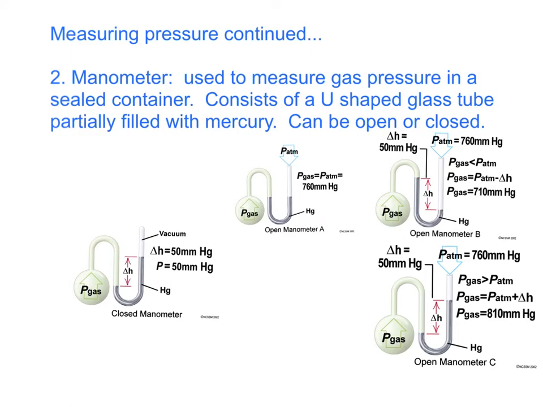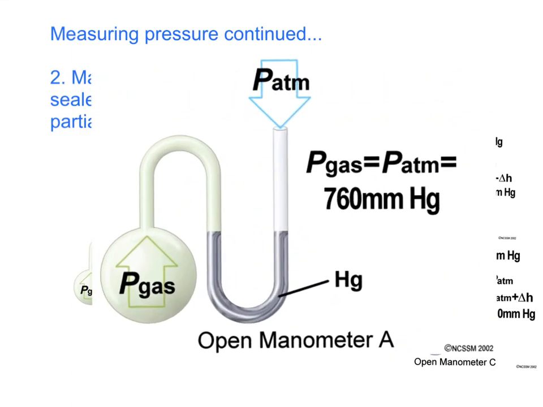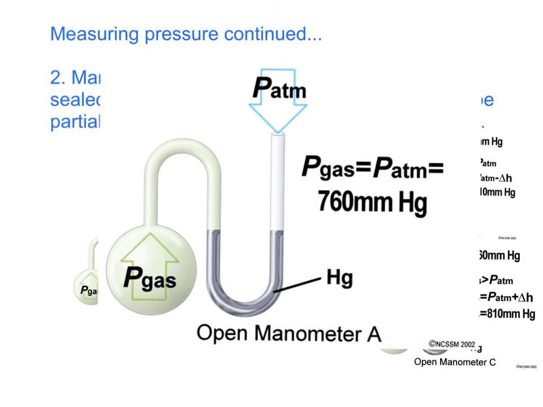Now the other kind is obviously the open manometer. So let's take a look at one of those. So here's one. The open manometer requires you to take an atmospheric pressure reading to really use it. So let's assume that the atmospheric pressure today is 760 millimeters of mercury. And what we see is the height of mercury on the open end exactly matches the height of the mercury that's being pressed on by this gas in the enclosed container.